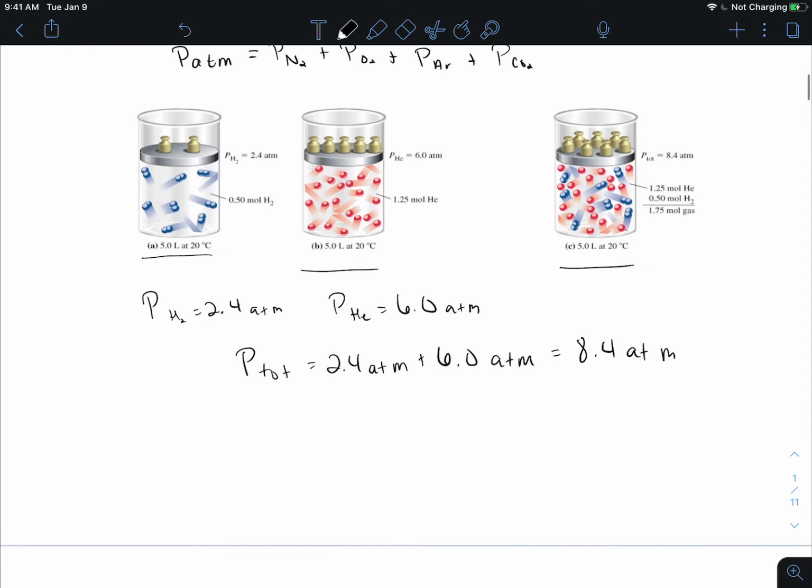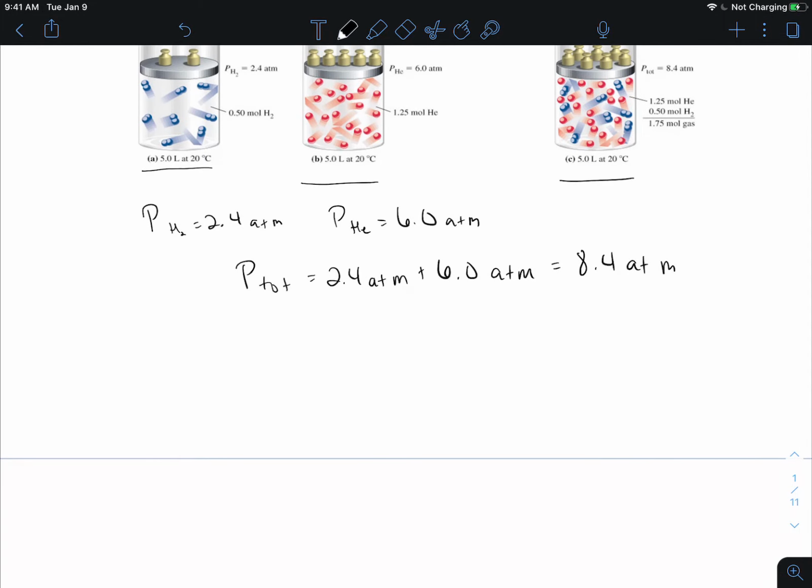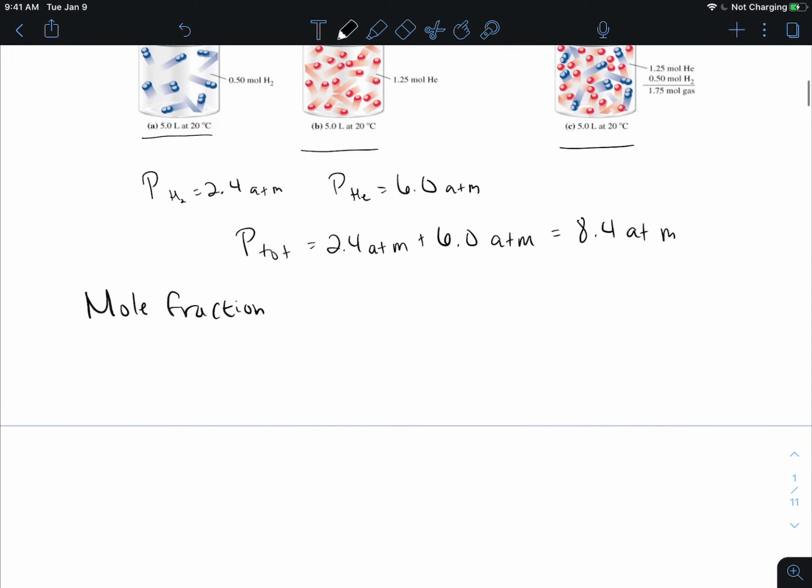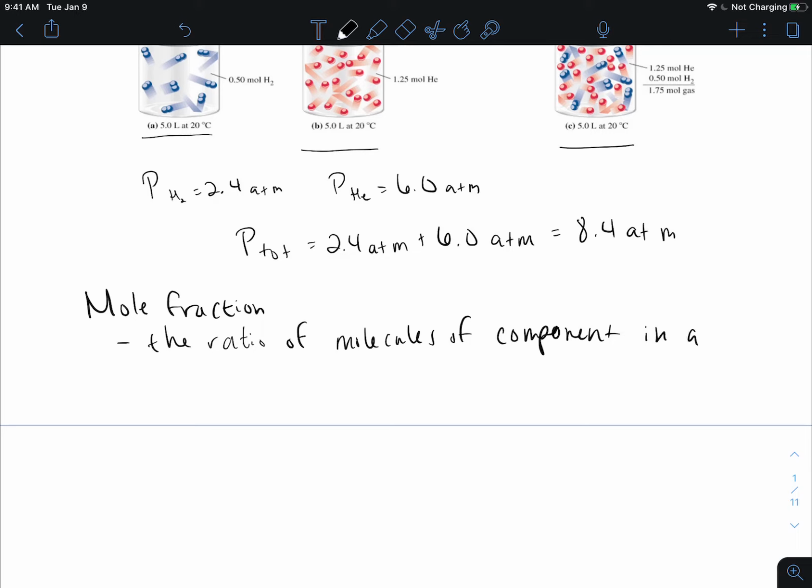Now, if we're already given the partial pressures, it's a very simple task to just add them together to get our total pressure. But a lot of times what we're given is mole fraction or mole amounts. So let's look at what a mole fraction is. We've discussed this previously, but we're going to bring it back up. A mole fraction is the ratio of molecules of one component gas, or one component in a mixture. It doesn't necessarily have to be a gas, but one component in a mixture.